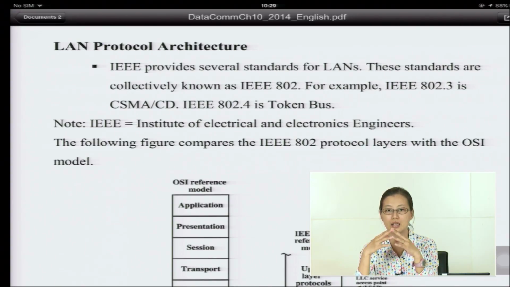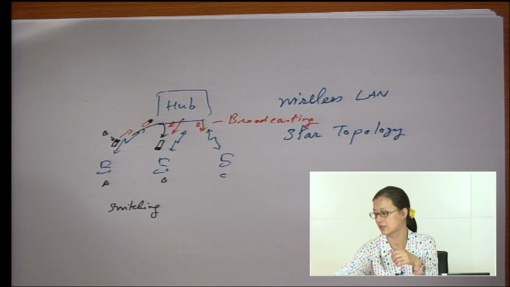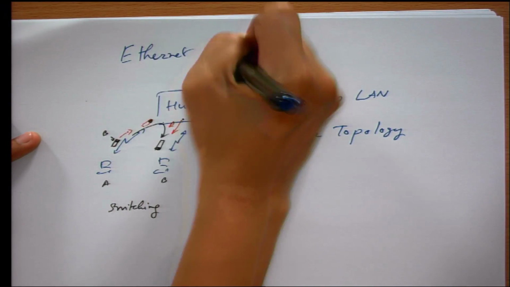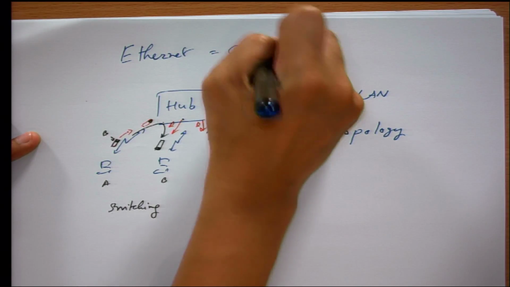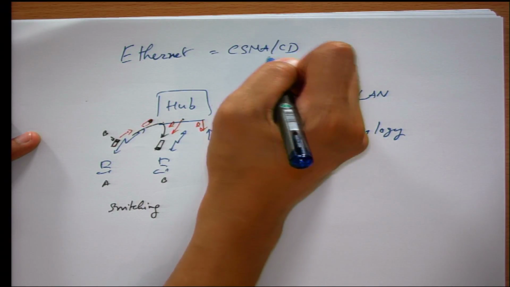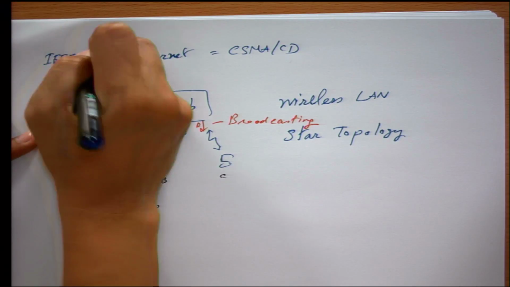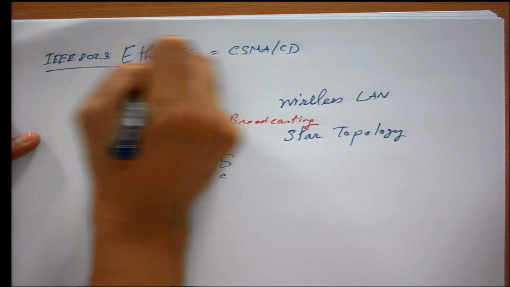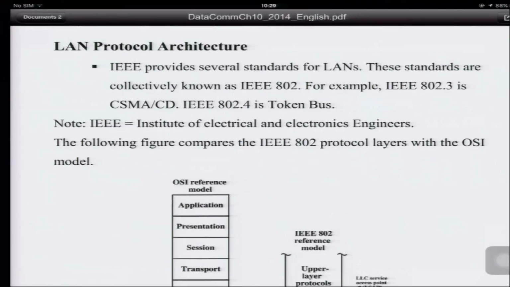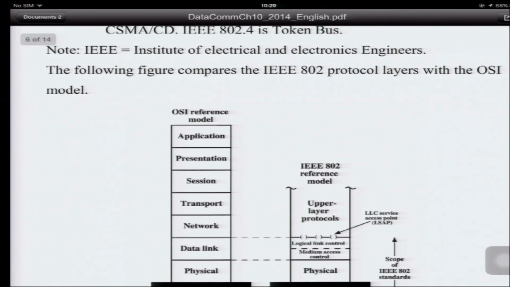And IEEE 802.4 is token bus. I think you know the Ethernet, right? Ethernet is like a common name. CSMA/CD is the technique that we use. This is IEEE 802.3, and this is the most used standard in LANs nowadays. Now, what does IEEE stand for? It's the Institute of Electrical and Electronics Engineers.